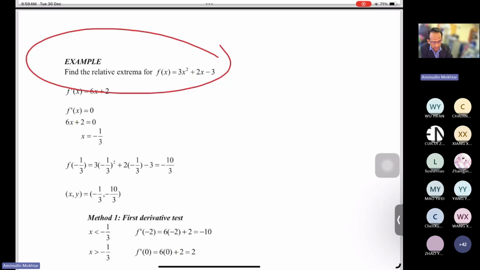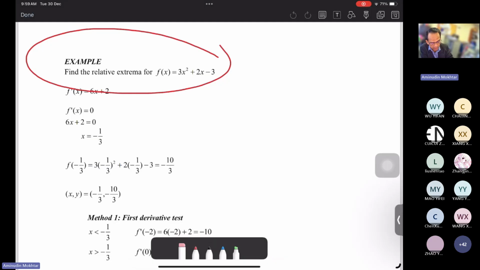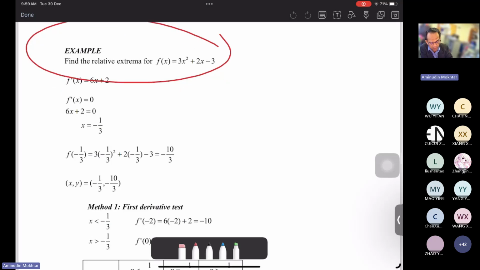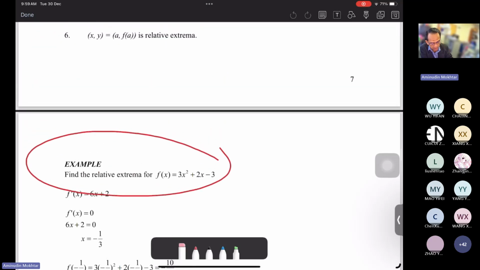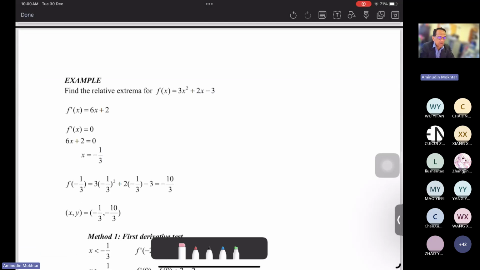Look at an example for f(x) equal to 3x squared plus 2x plus 3. Okay, that is a quadratic function. We have learned about this quadratic function in topic 1. Let's say the question is: find the relative extrema for f(x) equal to 3x squared plus 2x minus 3.